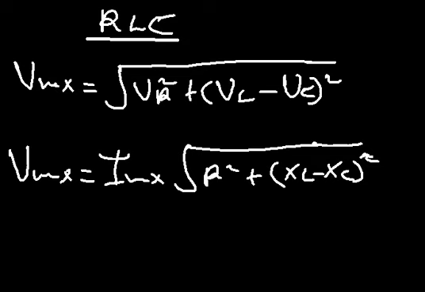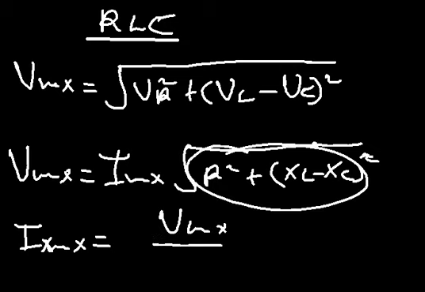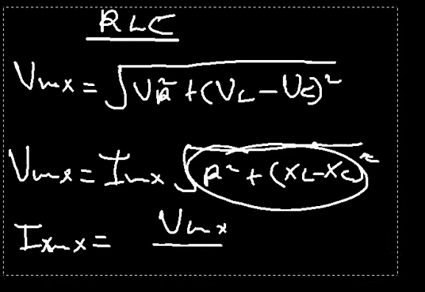And how about if we are looking for the maximum current? You have Imax equal to Vmax divided by this expression. So those are things you have to understand in that case.